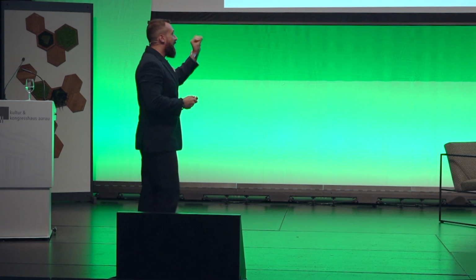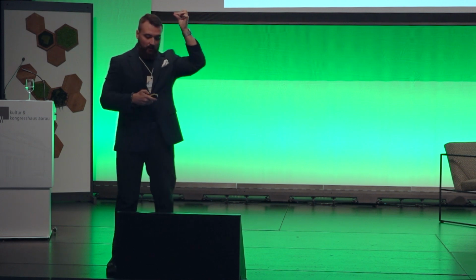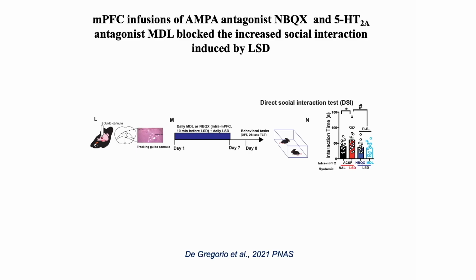We demonstrated that by pharmacologically blocking 2 receptors directly in the medial prefrontal cortex, the 5-HT2A and the AMPA receptor. We microinfused a selective antagonist of those 2 receptors into the medial prefrontal cortex of those animals, and the prosocial effect was completely blocked and nullified.